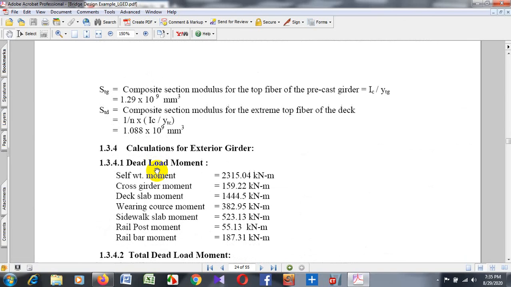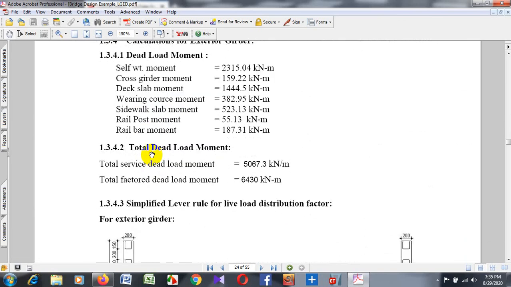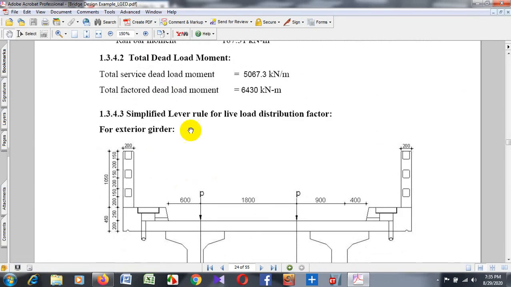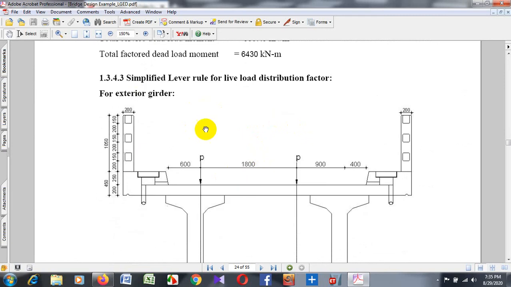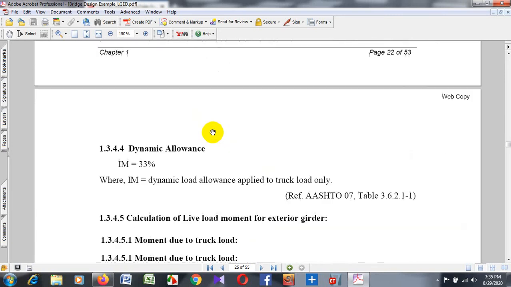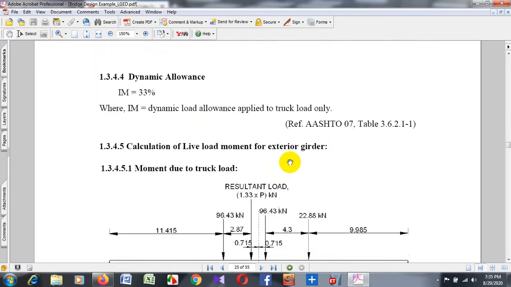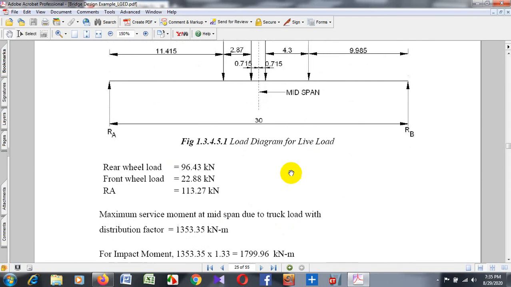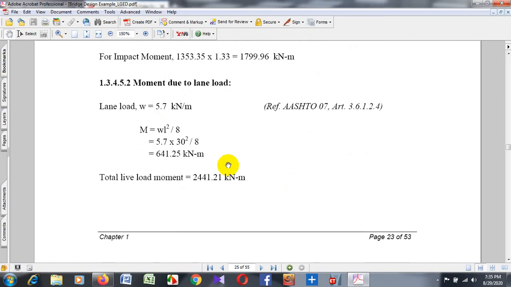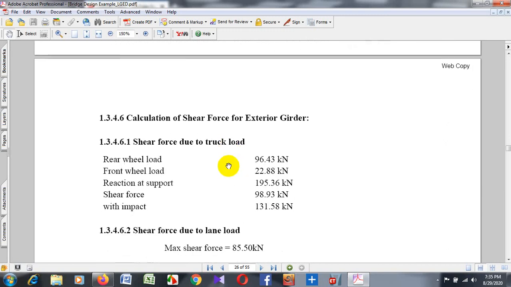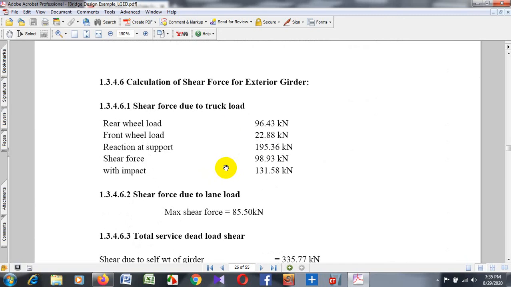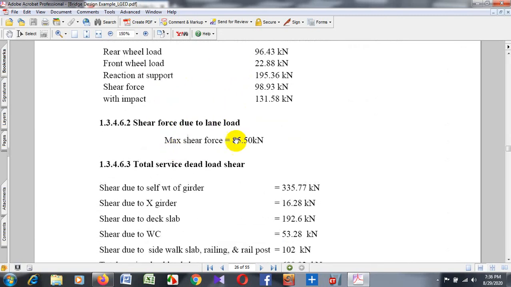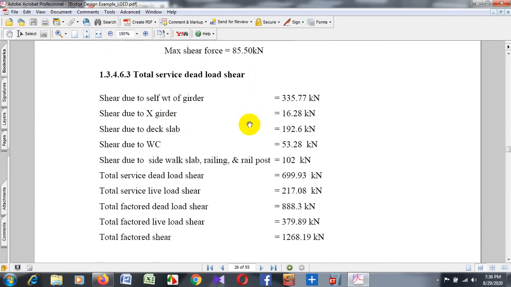And calculation for exterior girder dead load moment, dead load total moments. Simplified lever rule, live load factor for exterior girder, dynamic allowance, and calculation of live load moment for exterior girder, moment due to truck load, and moment due to lane load. So truck load and lane load are the two most important loads for design of girder. Calculation of shear force in exterior girder, shear force due to truck load, shear force due to lane load, total service dead load shear.